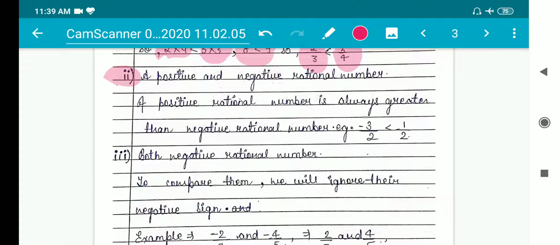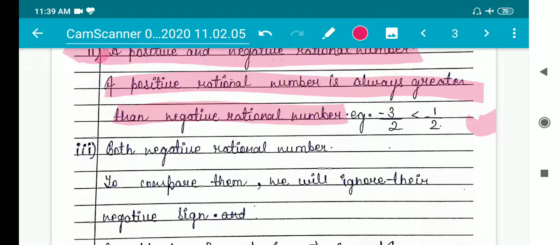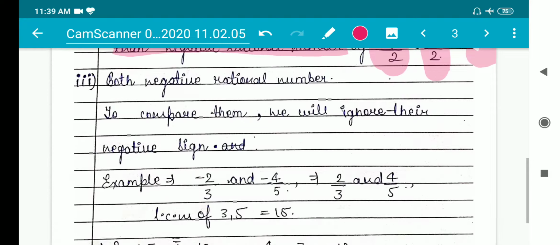Second, a positive and a negative rational number. A positive rational number is always greater than a negative rational number, as we know, like minus 3 by 2 is lesser than 1 by 2. A positive rational number will always be greater than any negative rational number. For example, minus 100 is lesser than 1. The number which has a negative sign will always be lesser than the other rational number if it is positive.